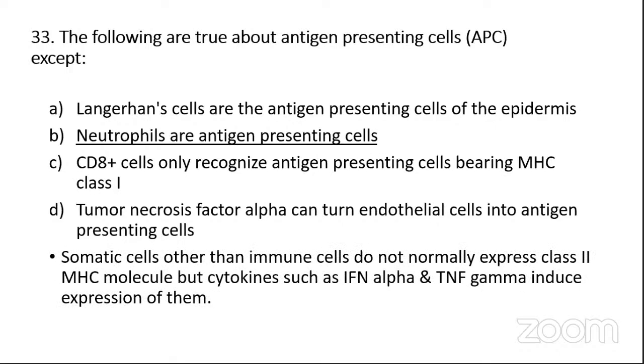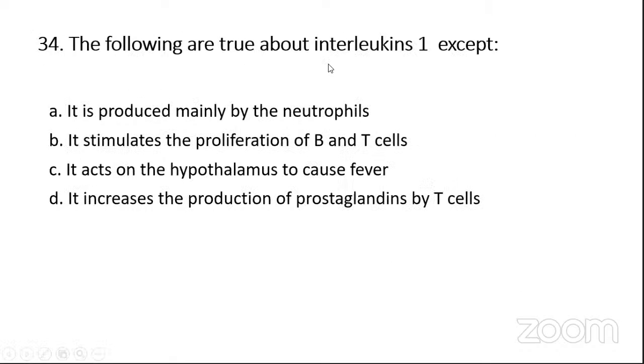The following are true about interleukin 1 except: produced by neutrophils, stimulates proliferation of T cells, acts on the hypothalamus to cause fever, increases the production of prostaglandins by T cells. It is not produced by neutrophils. It is mainly produced by the macrophages.